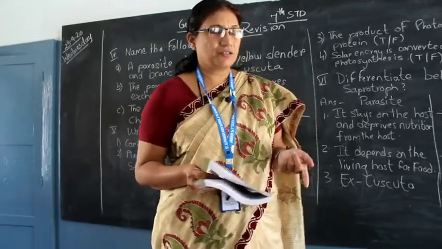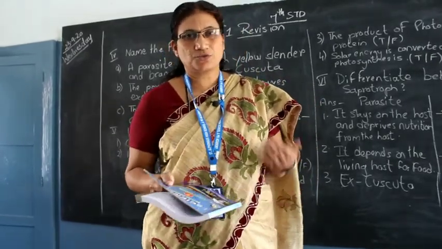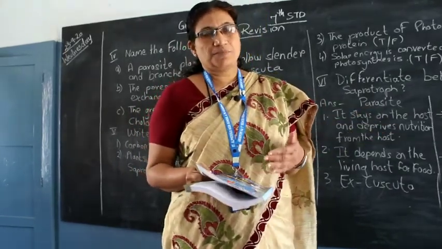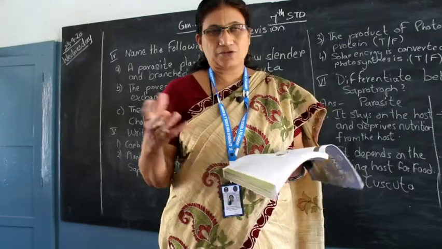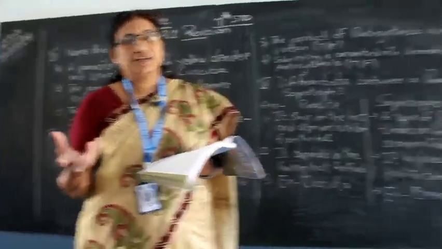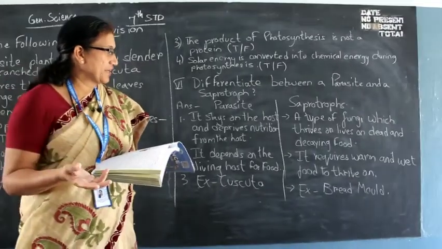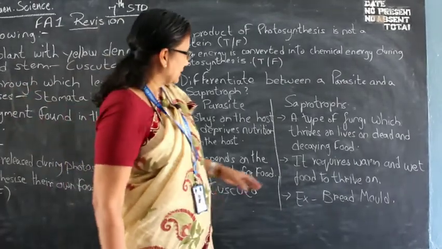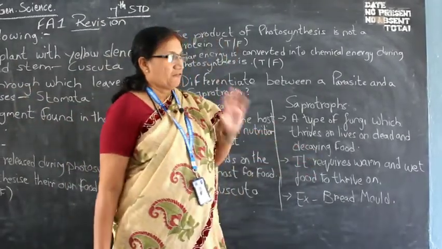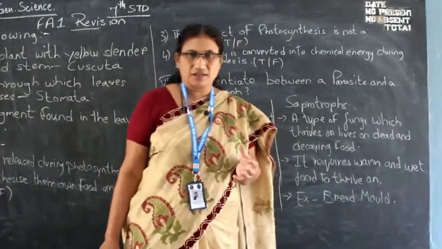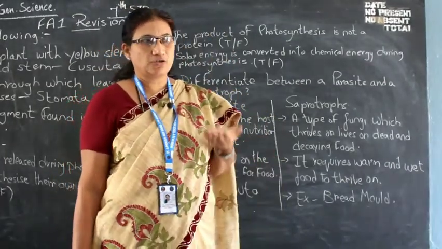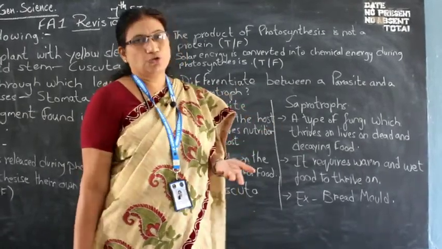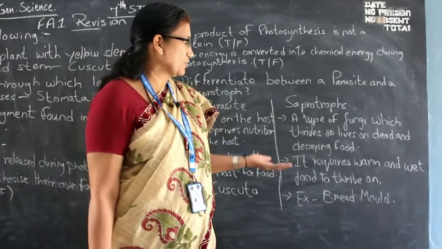Now the parasites depend on living organisms to gain their food. In return, saprophytes, or fungi as you say, depend on dead and rotting matter. Rotting means it's not live, it's already dead, and decaying means it gets spoiled. So fungi or mold, a green layer or a white layer, is always found on food that is spoiled and dead. You cannot consume it, you cannot eat it.